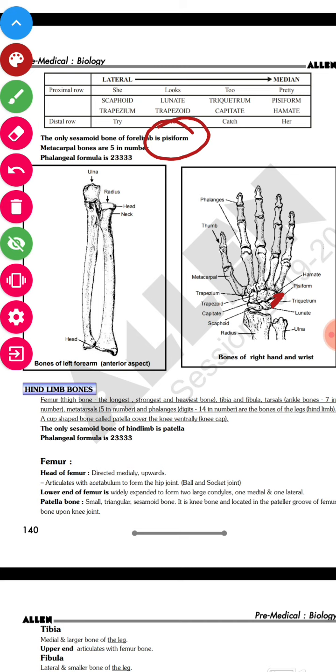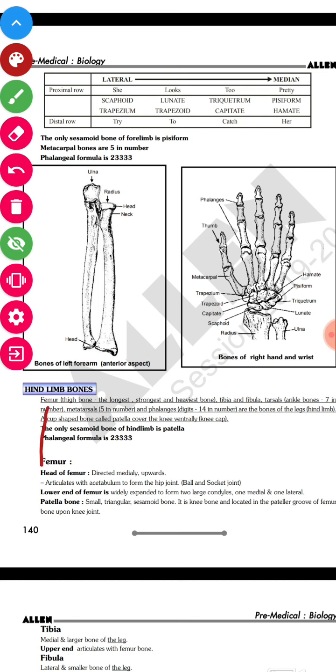Pisiform is nothing but a carpal, right? Now after carpals, when you come down in your hand, you will see that there are metacarpals. Metacarpals are also called palm bones. So how many fingers are there? Those many metacarpals are going to be there. Now how many phalanges are going to be there?